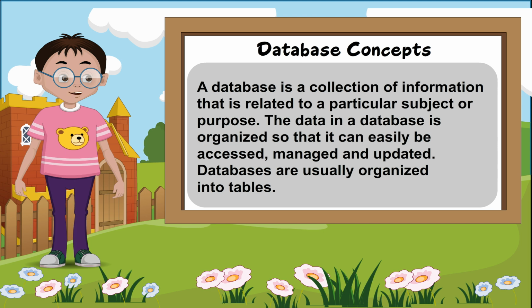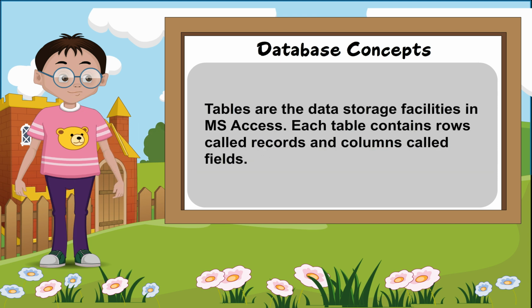Database concept. A database is a collection of information that is related to a particular subject or purpose. The data in a database is organized so that it can be easily accessed, managed, and updated. Databases are usually organized into tables. Tables are the data storage facilities in MS Access. Each table contains rows called records and columns called fields.